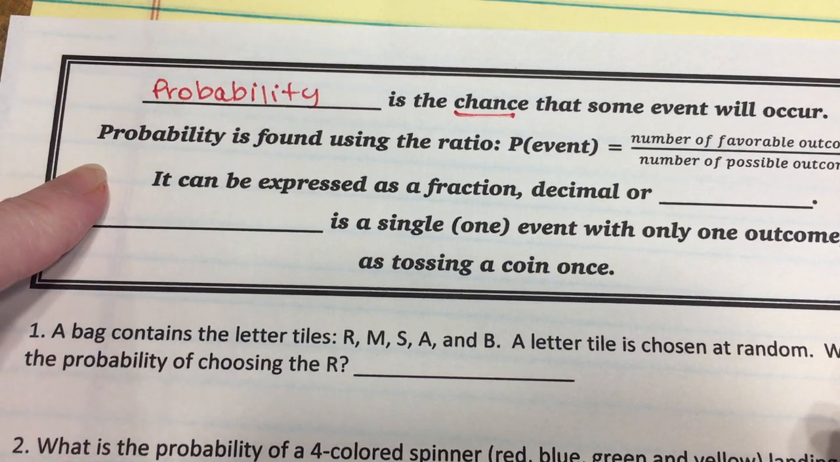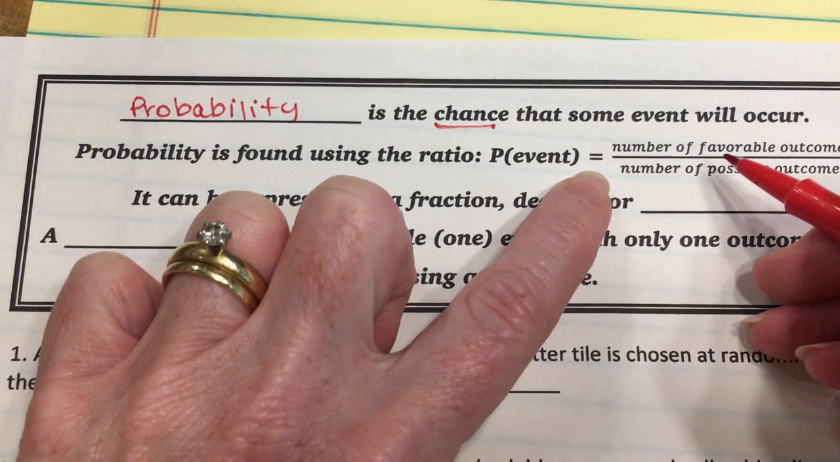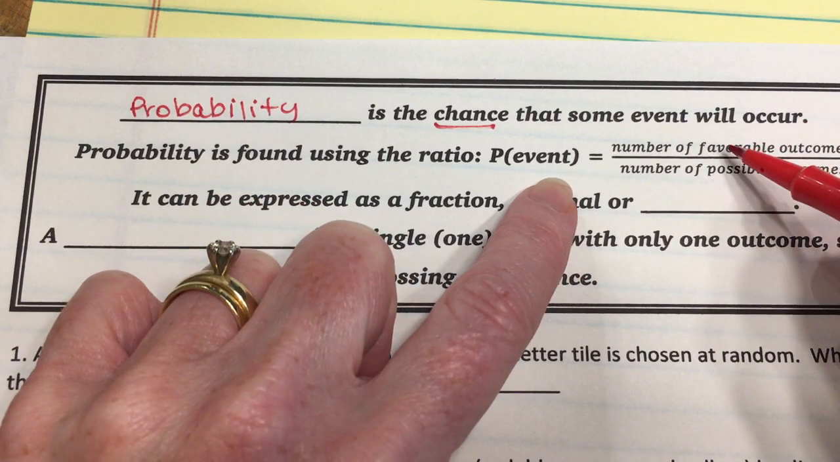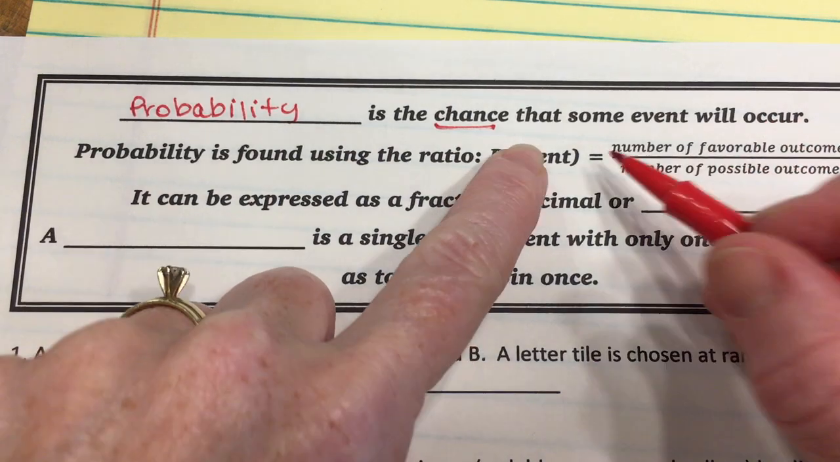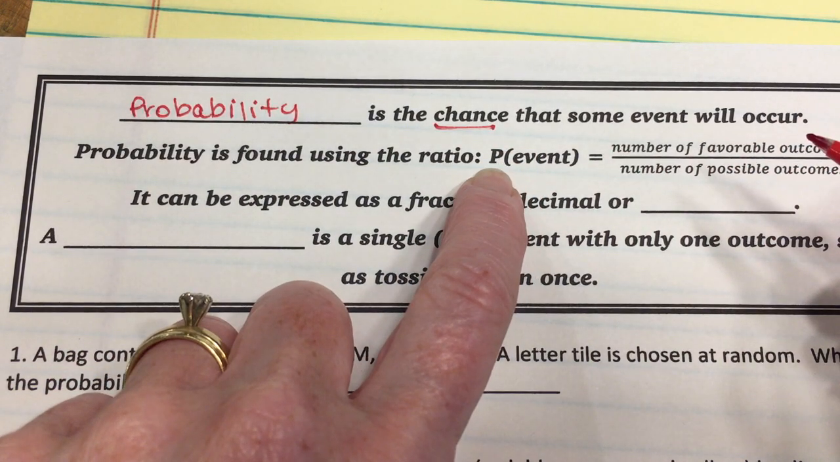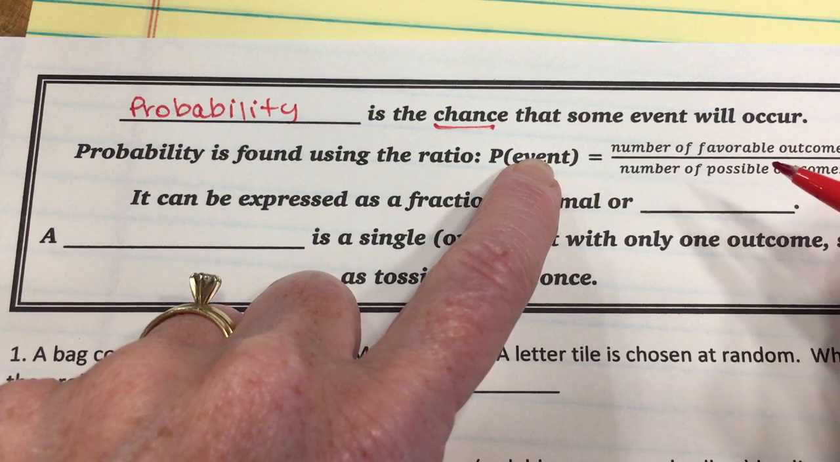All right, probability is found using a ratio. Remember, ratios can be written as fractions, so that's why we were writing it like 1/3. We were writing it as a ratio or as a fraction. You're going to see this P next to some parentheses. This is the way to say that you're finding probability. The P stands for probability. The event is what you're finding the probability of. I'll show you more about this.